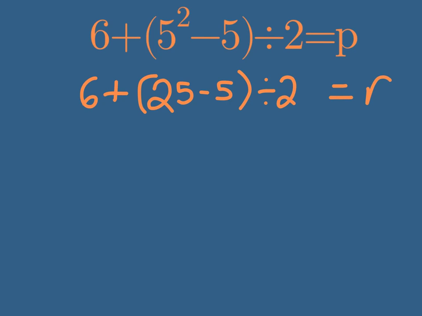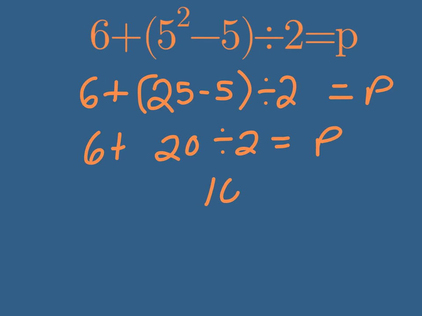This all equals p. Then order of operations says the parentheses, so 25 minus 5 is 20. Bring down 6 plus, bring down divided by 2, and that equals p. And then we have an addition, and we have a division. And division comes first in our order of operations, so 20 divided by 2 is 10. Bring down plus 6 equals p. And then it's just a simple addition problem, 10 plus 6, and we get 16.